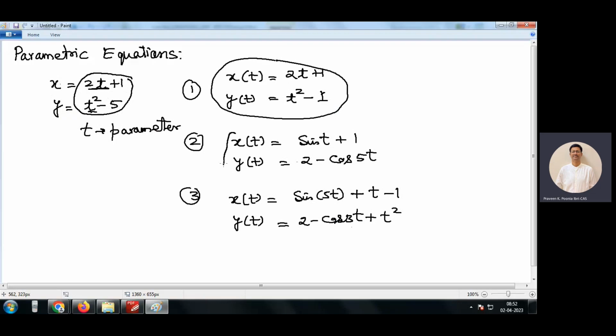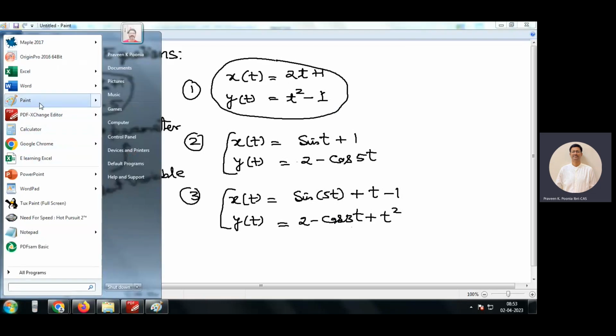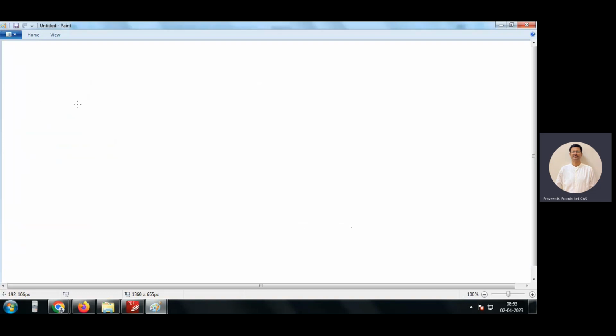In these equations, x(t), y(t), what are x and y? x and y are the dependent variables. Why are we calling them dependent variables? Because these values depend on the parameter t. So that's why x and y are called dependent variables, and t is called the parameter. Okay. So this type of function we can do.